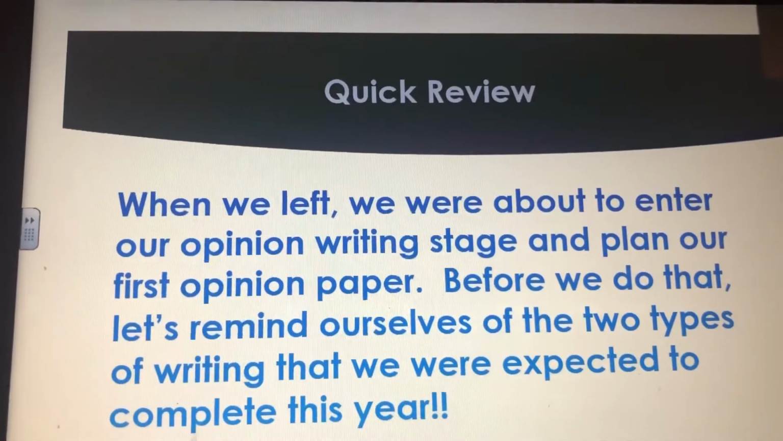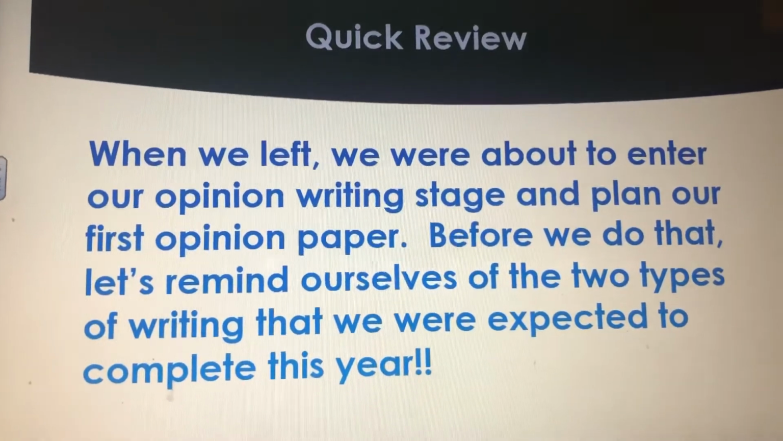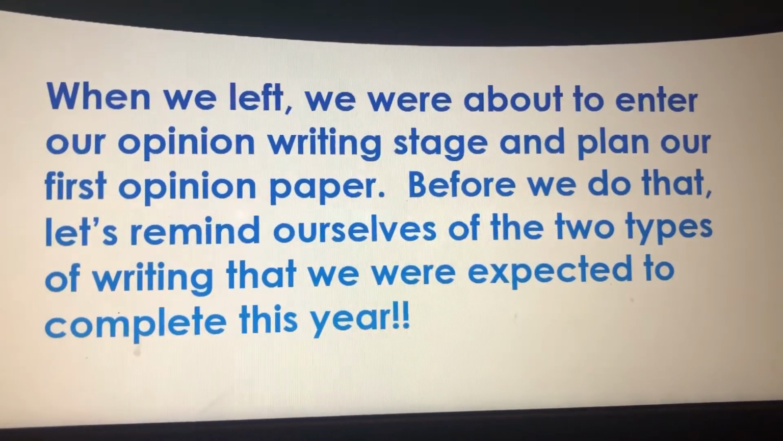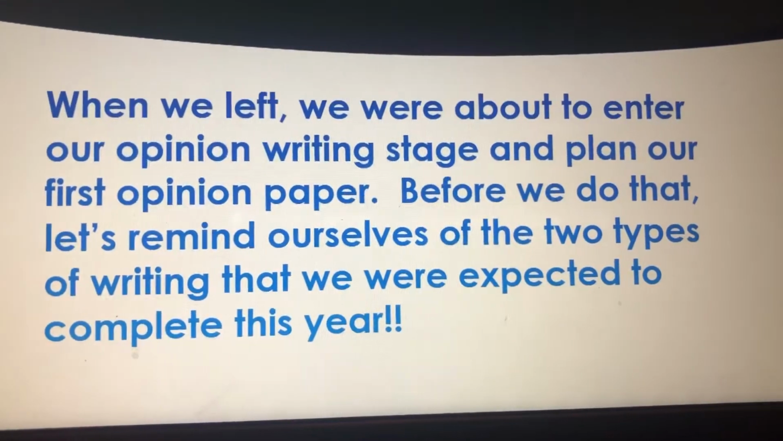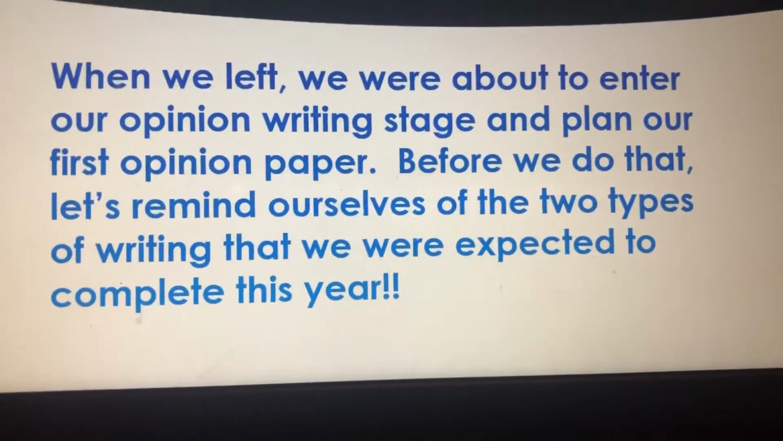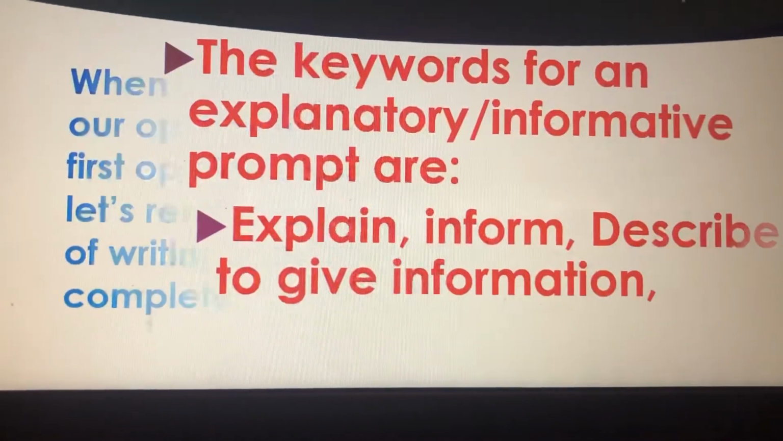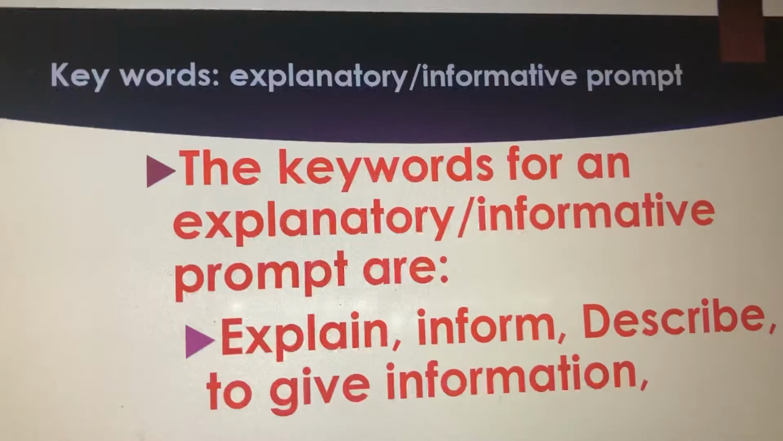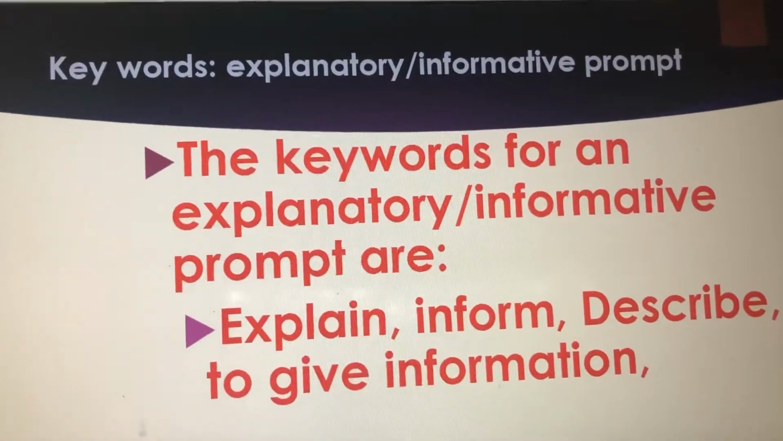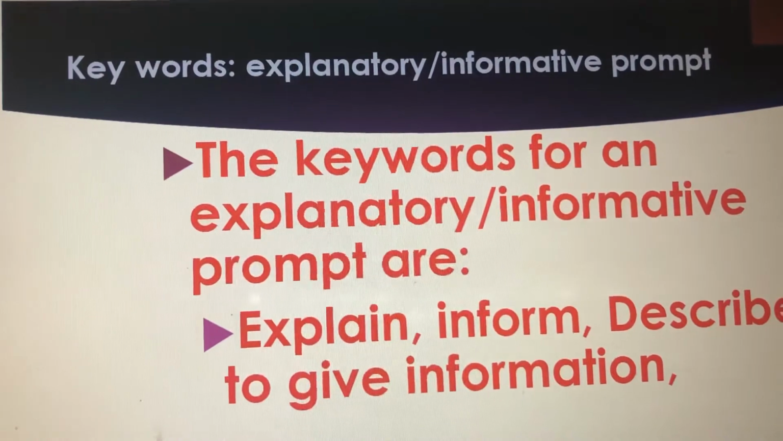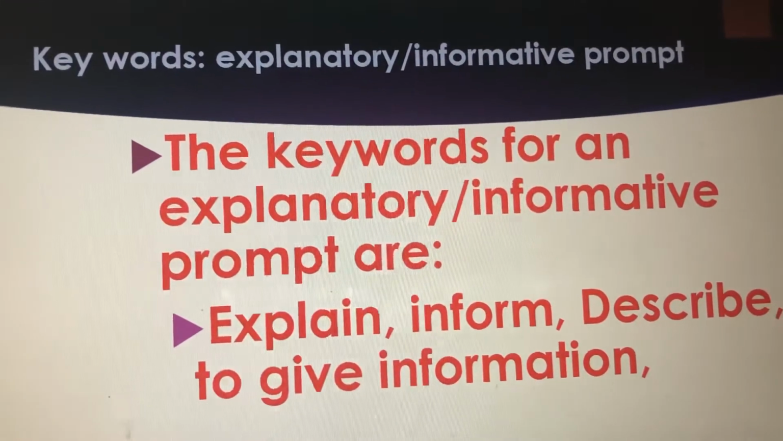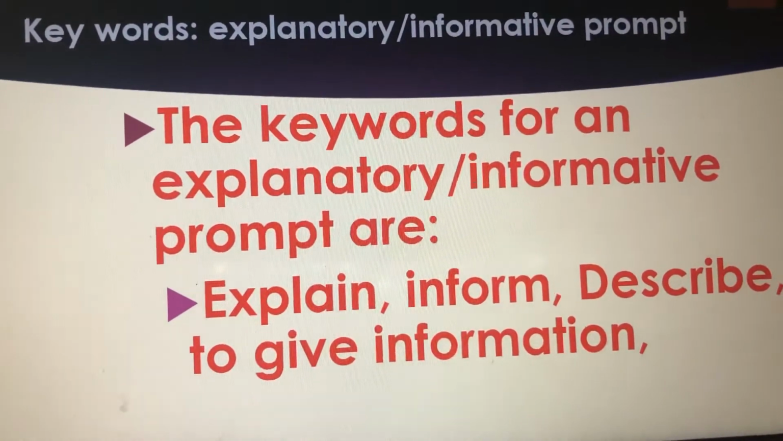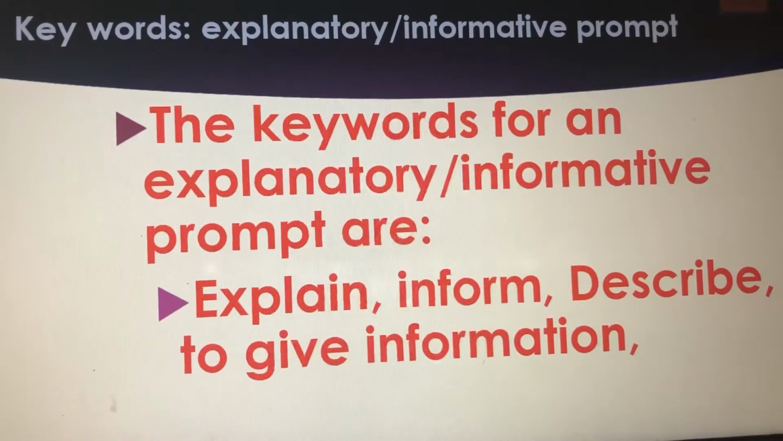We were about to enter writing the opinion academic essay and plan our first opinion paper. But before we do that, let's remind ourselves of the two types of writing that we were expected to complete this year, because opinion is what we were about to learn. The first type of writing that we learned was an explanatory or informative academic essay. Explanatory just means that you're writing to explain, and an informative essay just means you're writing to inform. They both mean the same thing. You're writing to give information or facts from an article based on what you read.